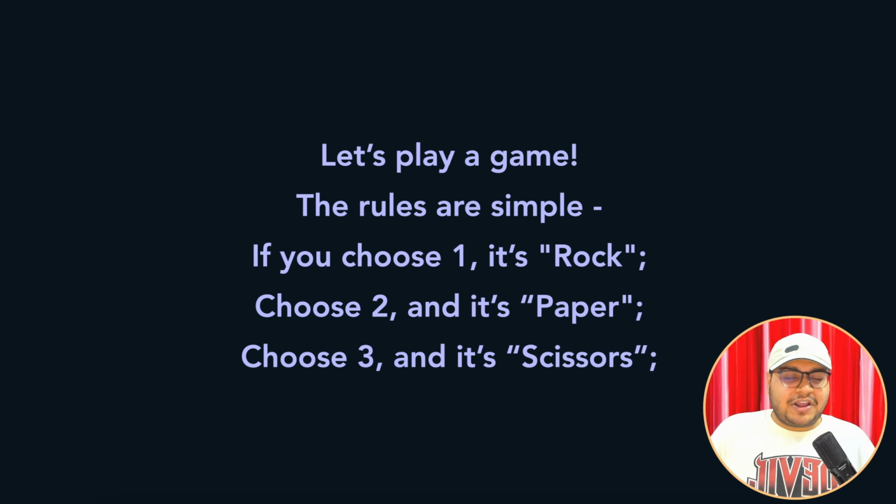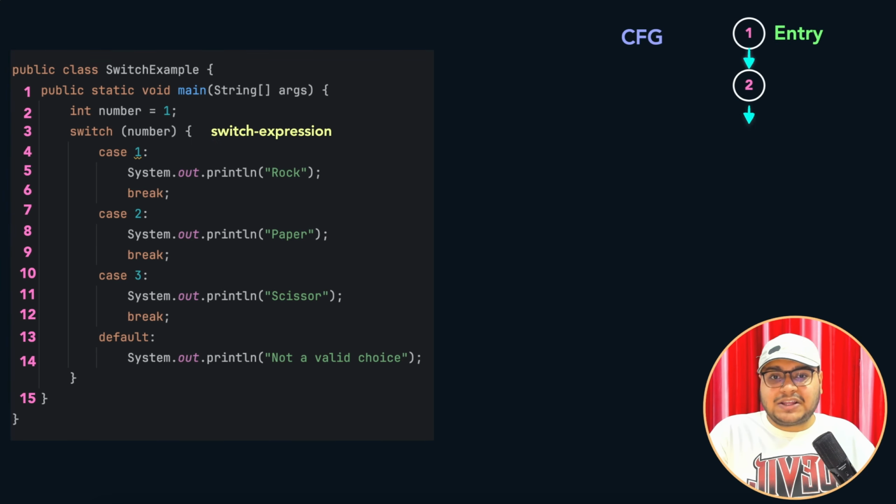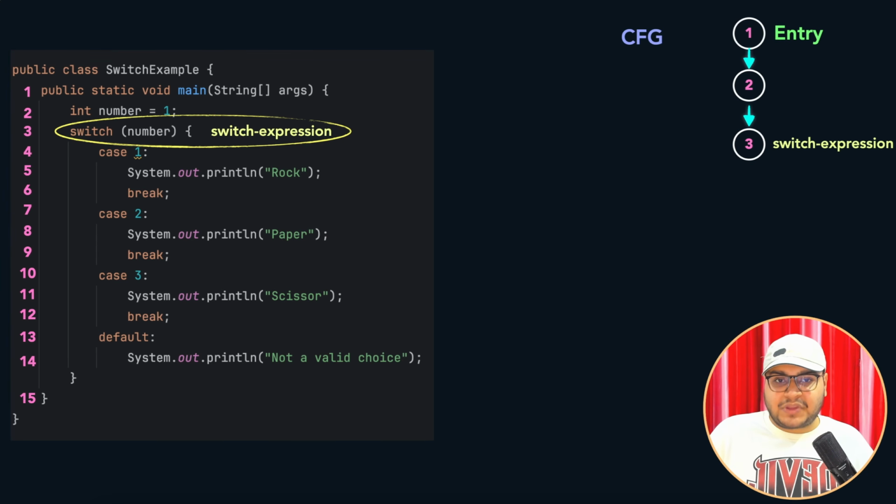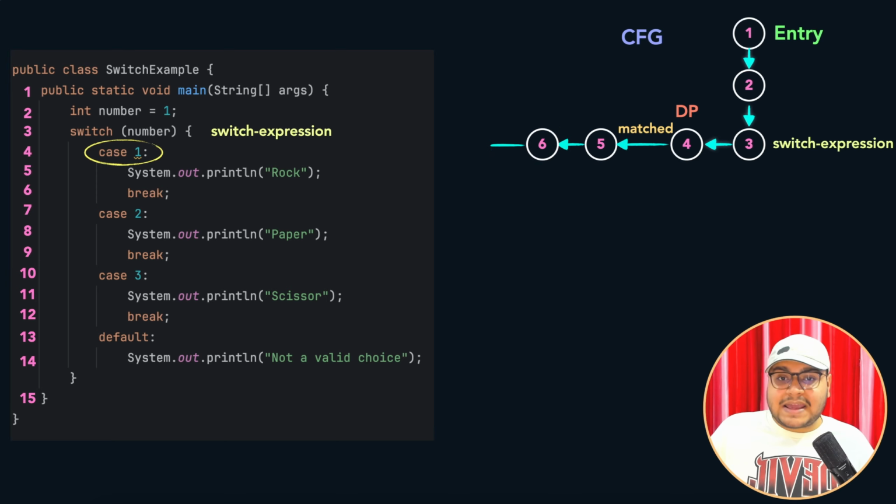Let's play a game. The rules are simple. If you choose 1, it's rock. If you choose 2, it's paper. And if you choose 3, it's scissors. We start in the main method and initialize the variable number to 1. Next, we reach the switch expression and begin matching the cases. First, we check if the value is 1. If it matches, the program prints rock and exits.